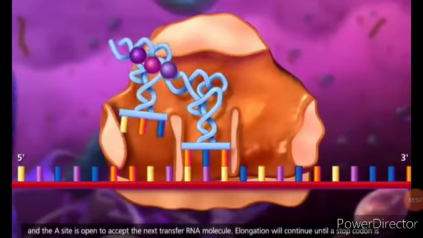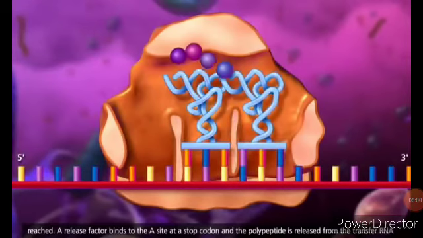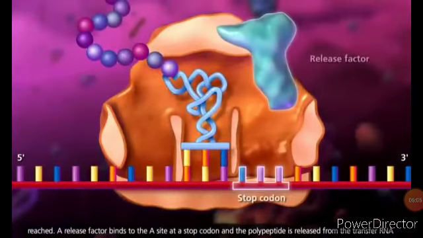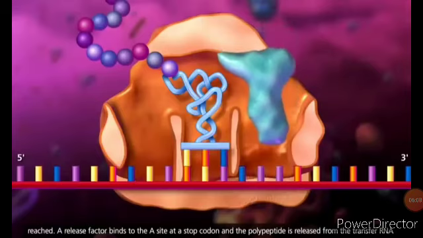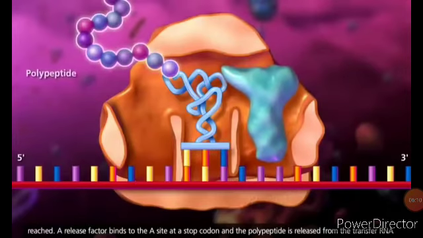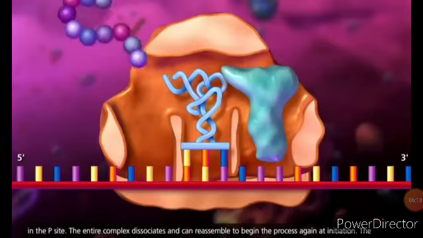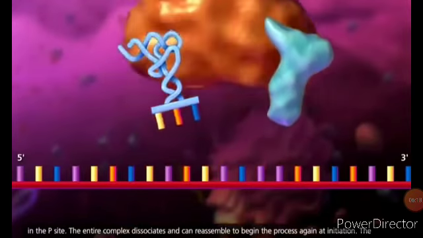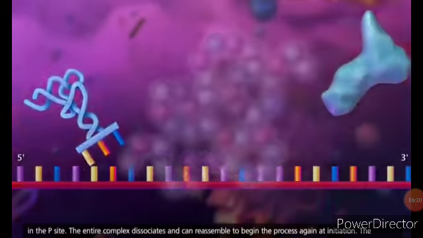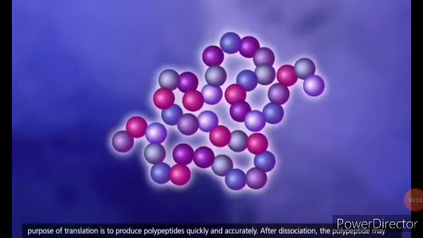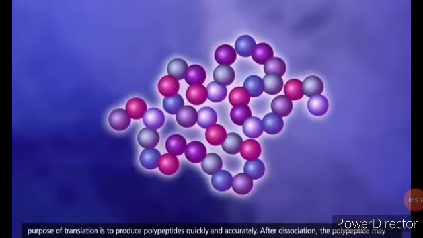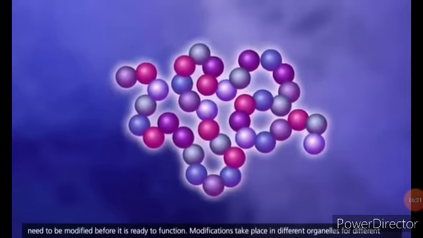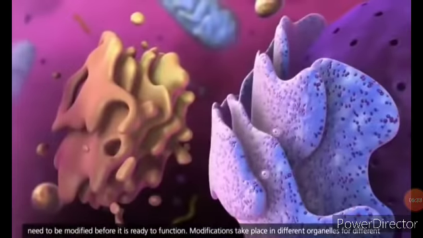Elongation will continue until a stop codon is reached. A release factor binds to the A site at the stop codon and the polypeptide is released from the tRNA in the P site. The entire complex dissociates and can reassemble to begin the process again at initiation. The purpose of translation is to produce polypeptides quickly and accurately. After dissociation, the polypeptide may need to be modified before it is ready to function.